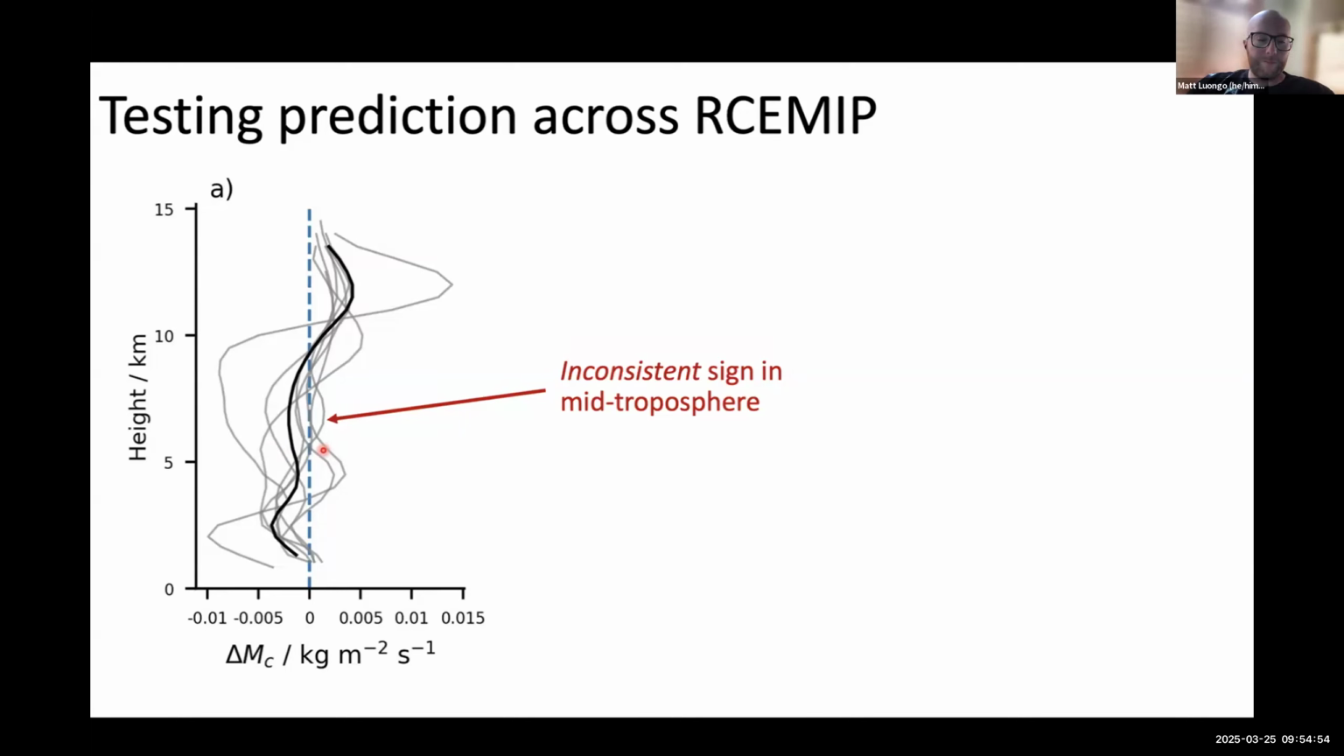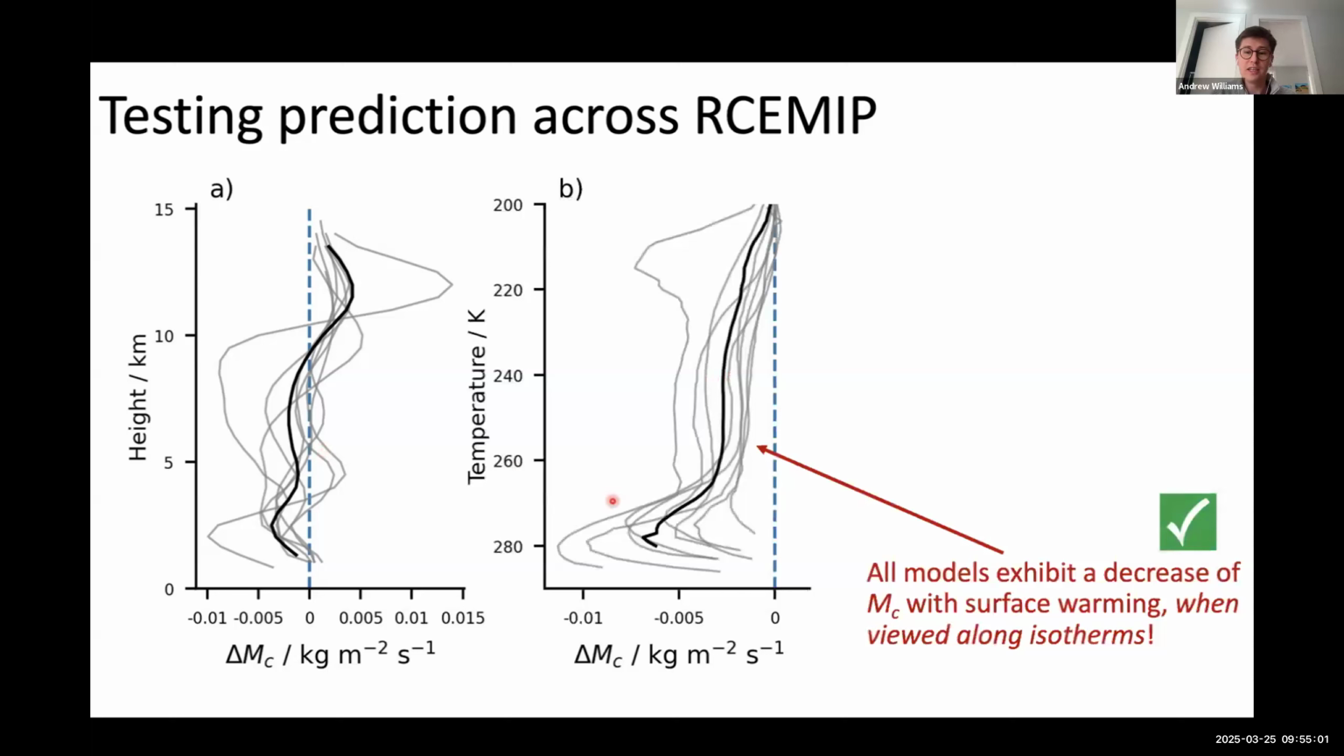Now, if we take this exact same data and we just plot it with respect to temperature as the vertical coordinate rather than height, what we find is that all of these models predict a decrease in convective mass fluxes with warming if you just look at a specific temperature in the atmosphere. And this is a big tick for this prediction that we had a slide or two ago. This confirms it across a wide range of models. But although we've now constrained the sign, there's still a huge range across these simulations. There's a factor of 2 or 3 spread.